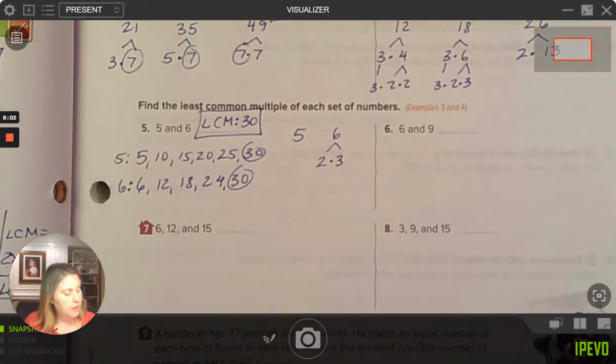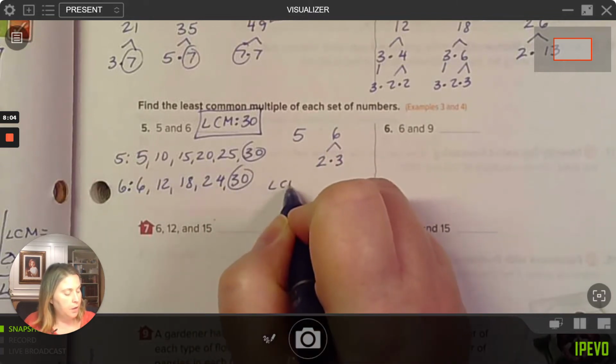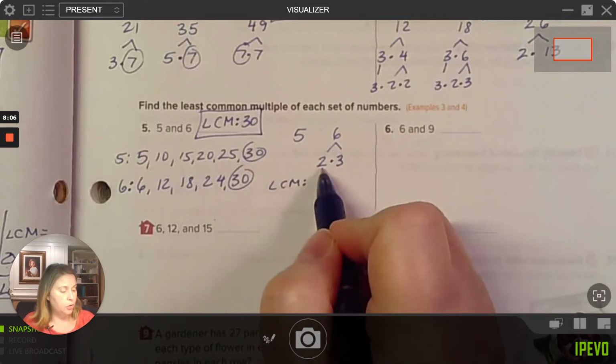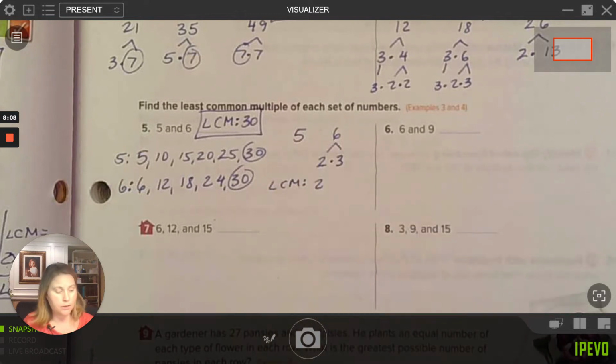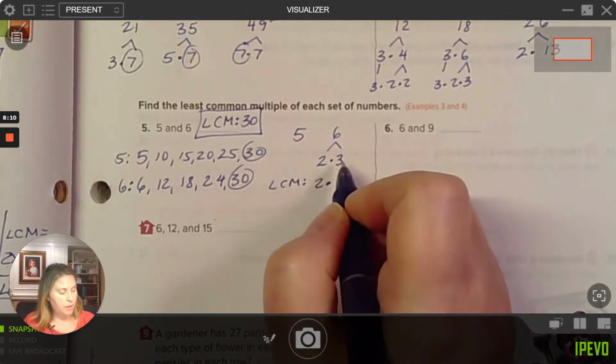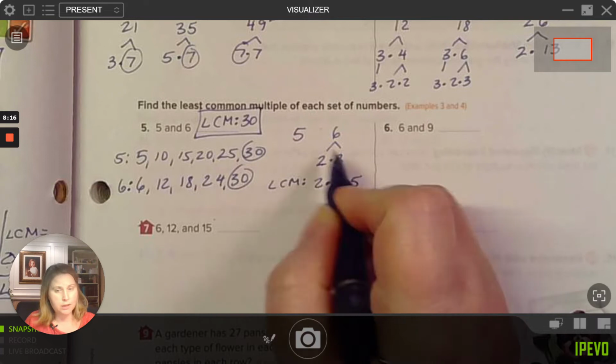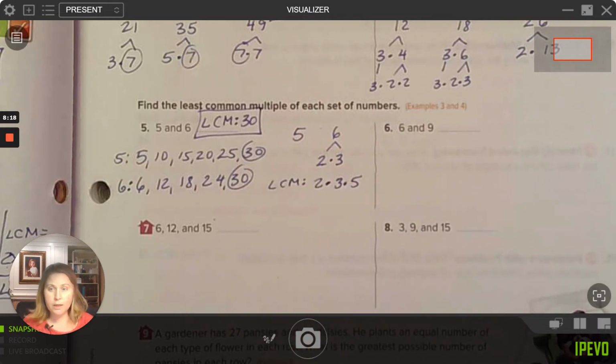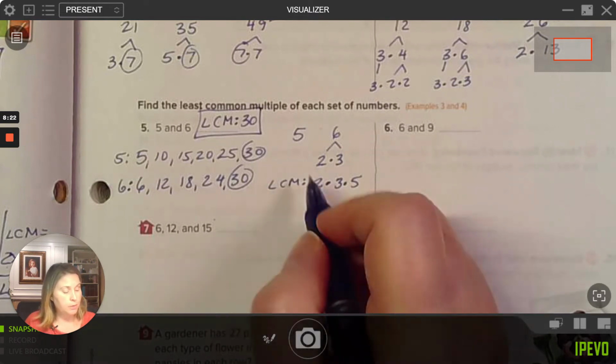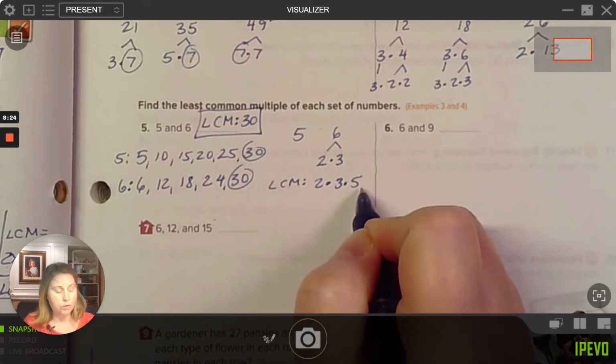Okay, so our least common multiple would be found by doing 2, because that occurs here in the 6, times 3, because that occurs here in the prime factorization of the 6 as well, times 5, which is its own prime number. We did not need to make a factor tree for that number. So then 2 times 3 is 6, times 5 is 30, okay?